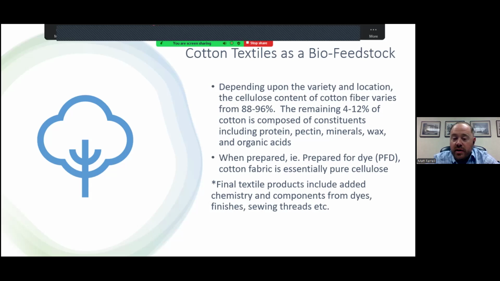The other side of that coin is, though, as we can all appreciate looking around our closets, those final textile products, whether it's sheets, towels, clothing, whatever it may be, are all kinds of different colors. So again, us as the textile chemists, we put on other kinds of chemistry and dyes and finishes and, of course, sewing threads. So we've diluted that cellulose a little bit. But the overall thing to understand and appreciate here is there's just a huge potential to take cotton textile waste and turn that into glucose.